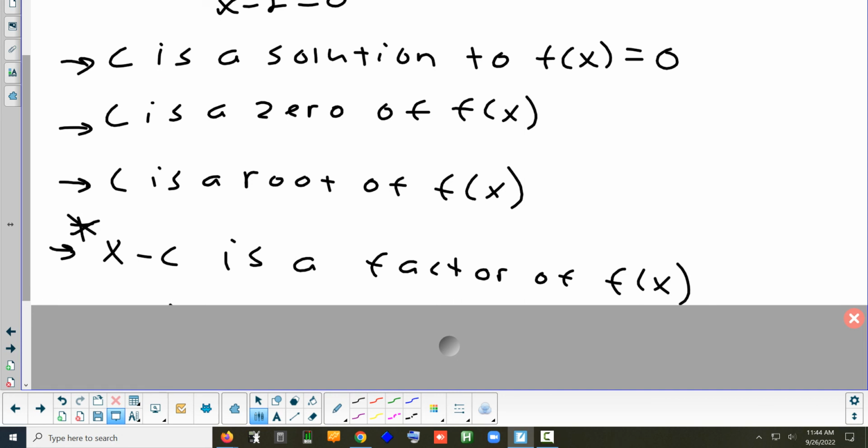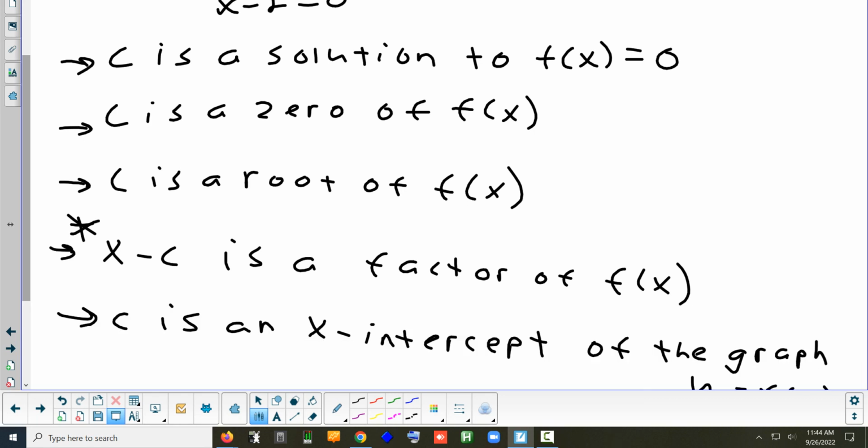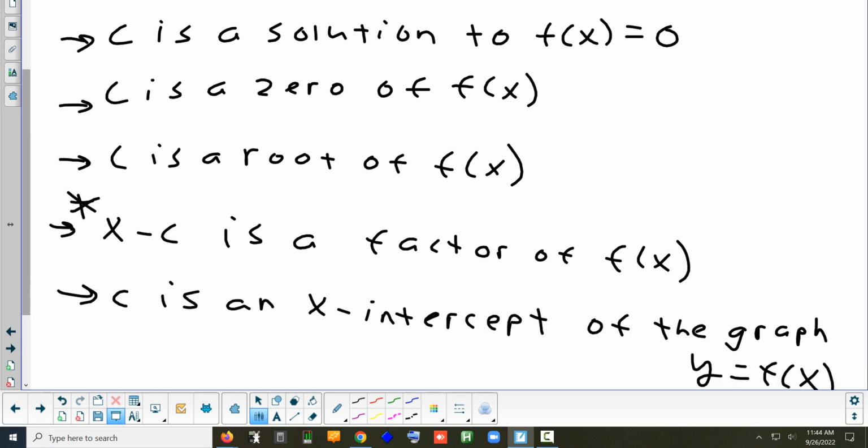A root is really a what when you see it as a picture? It's where it crosses the x-axis. So every one of these things means the same thing. It's just different ways of saying it. Roots, zeros, x-intercepts, factors, it's all the same.